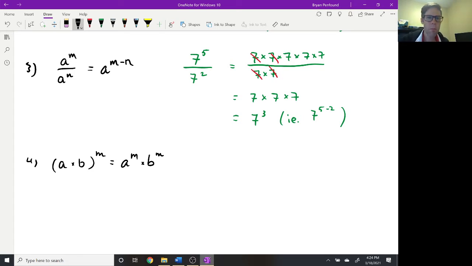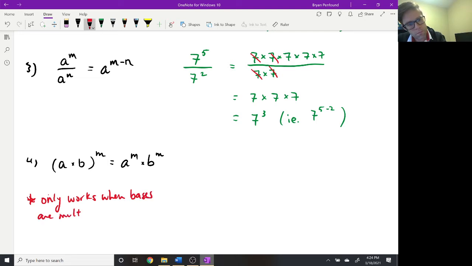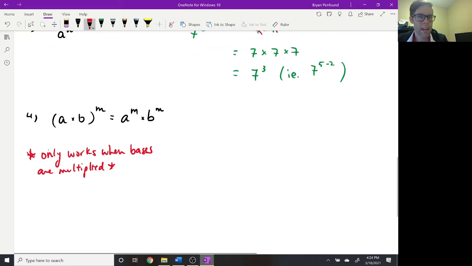One other important property I particularly like is this idea of being able to distribute a power through to bases that are multiplied together. So this does only work for, I have to maybe write this in red, this only works for bases that are multiplied together. It doesn't work if the bases are added together, unfortunately. And we'll take a look at that case in a second.